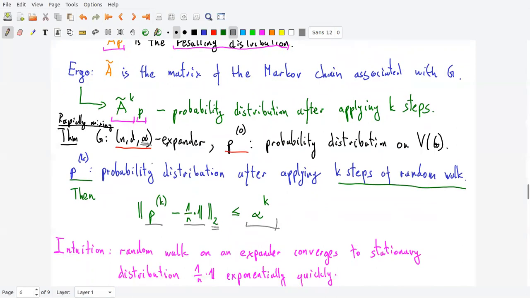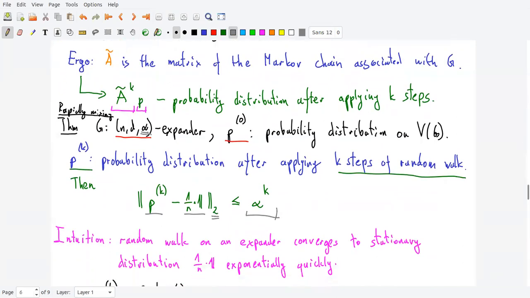So this is exactly the intuition behind a lot of applications of expanders: the random walk on an expander is rapidly mixing. It very quickly converges to a very well balanced distribution of probability. After only a few steps of the random walk, you really can be anywhere in the graph with sort of equal probability.